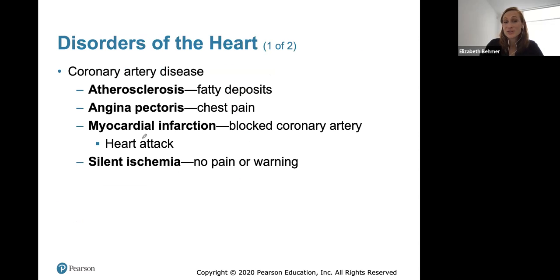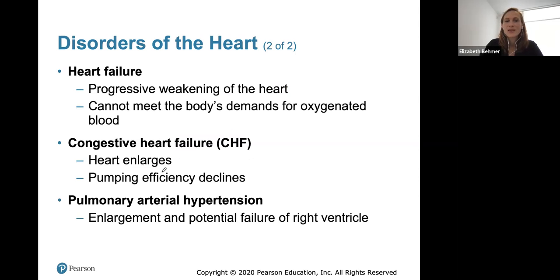Disorders of the heart, we have atherosclerosis, which are fatty deposits in the heart or in the coronary arteries. These can lead to blocks because they'll build up and cause a block. Angina pectoris is chest pain. Myocardial infarction, or an MI, is a blocked coronary artery, which will cause a heart attack. And silent ischemia usually means some sort of damage to heart tissue with no pain or no warning. Heart failure is progressive weakening of the heart where it cannot meet the body's demands for oxygenated blood. Congestive heart failure is when the heart enlarges and pumping efficiency declines. And pulmonary arterial hypertension is the enlargement and potential failure of the right ventricle.